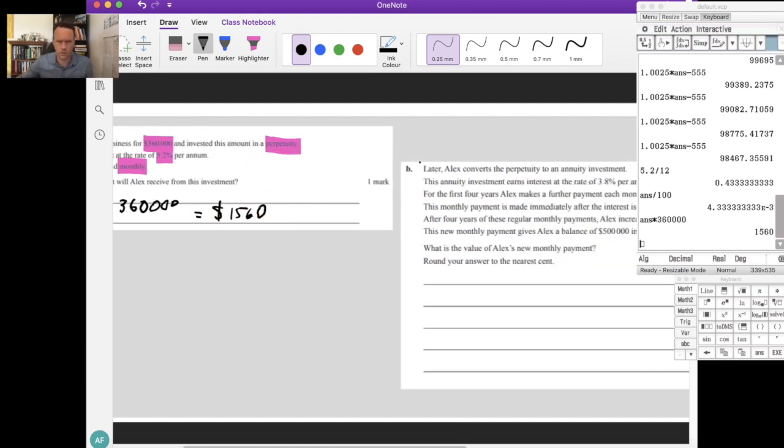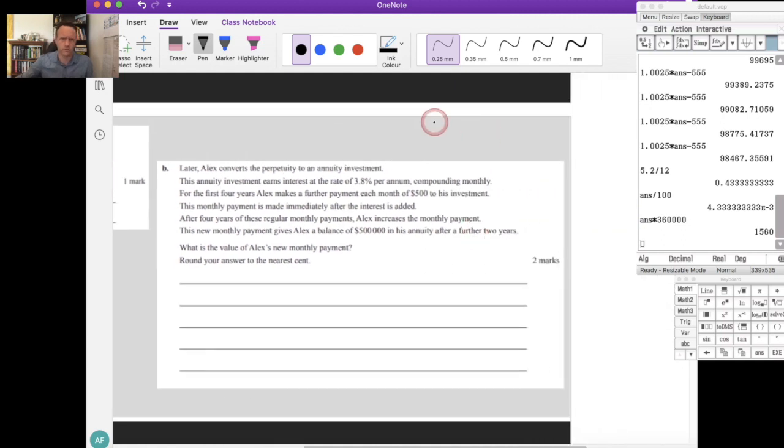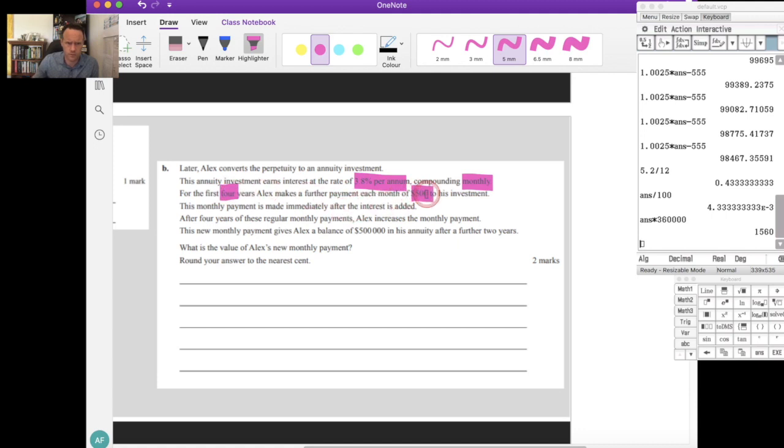Later, Alex converts the perpetuity to an annuity investment. And we get 3.8% per annum now, compounding monthly. For the first 4 years, Alex makes a further payment each month of $500 to his investment. This monthly payment is made immediately after the interest is added. That's how we calculate it anyway.